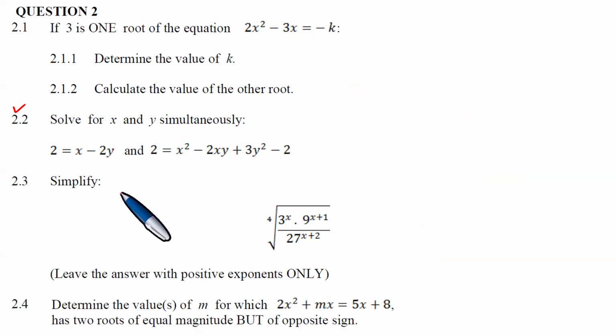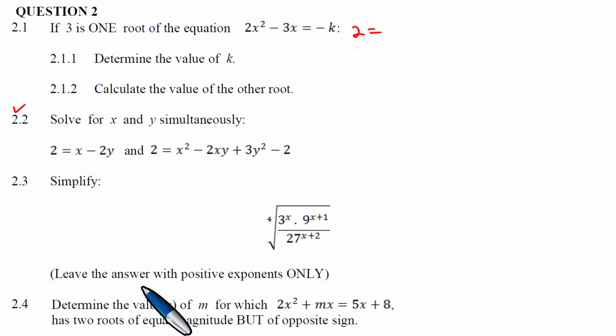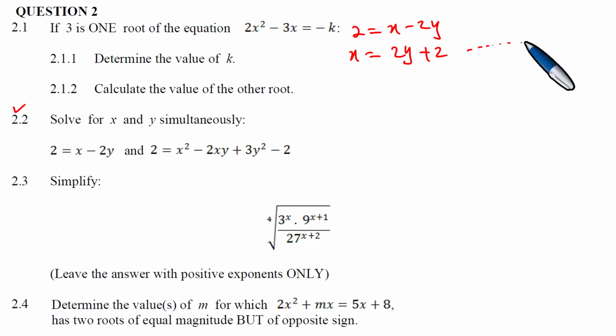What do we do now to solve for x? Right, so you have been given the equation 2 equals x minus 2y. Can we make x the subject here? If you make x the subject, moving the 2y to the other side, it's going to be 2y plus 2. And let's call this one the first equation.